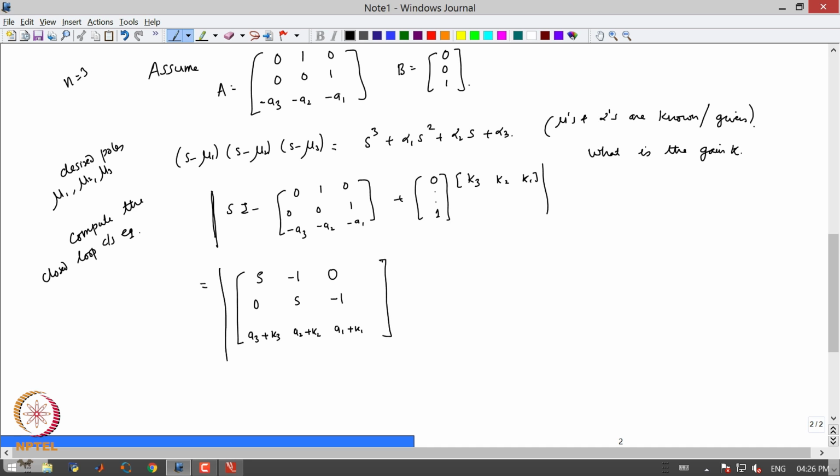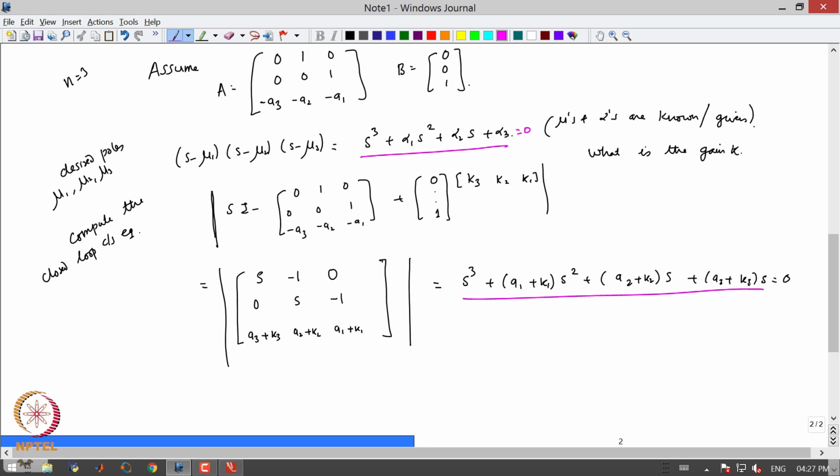Then I am looking at the determinant of this, and it turns out that it will be something like this: S^n plus A1 plus k1. In this case I am looking at S cube, S square, then A2 plus k2 times S, and then eventually A3 plus k3, equal to 0. So, I just look at these two equations now. This is the characteristic equation, and then I go about comparing the coefficients.